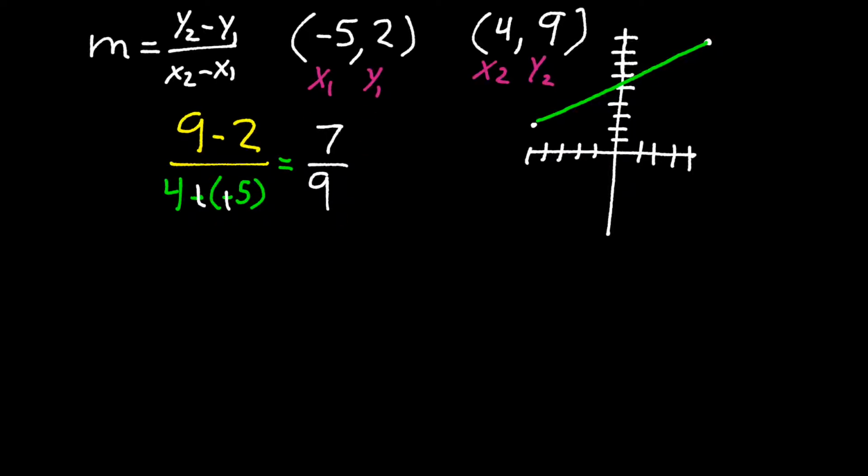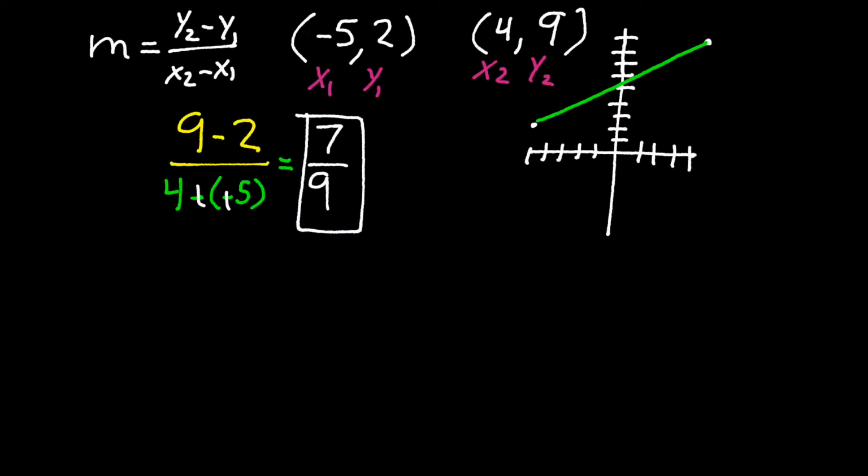We cannot simplify that. We do not want to turn it into a decimal, so we leave it as simply 7/9. And what that tells us is, as this line moves from left to right, it's going to go up 7 and over 9.